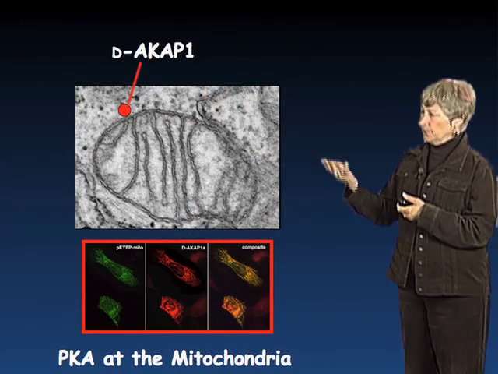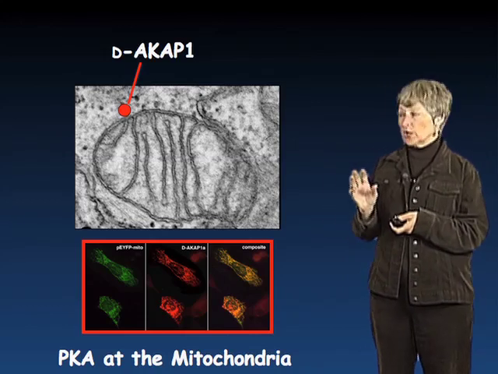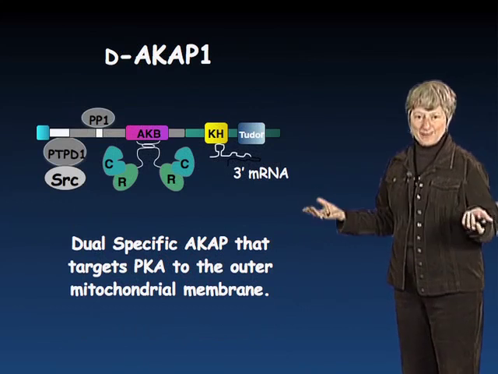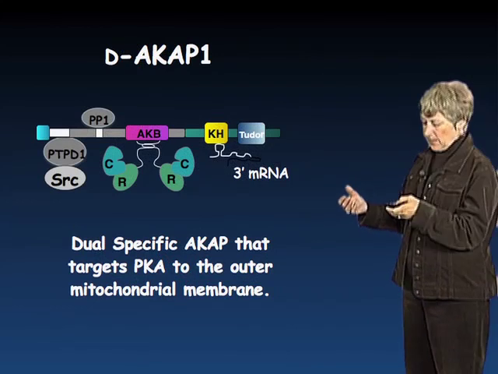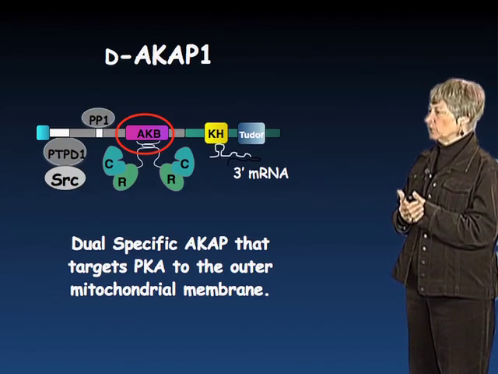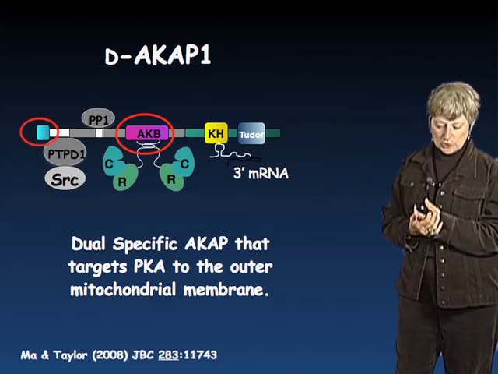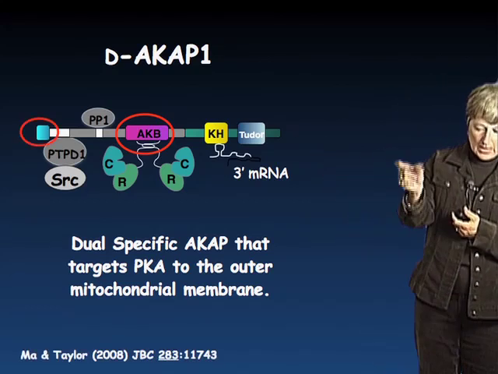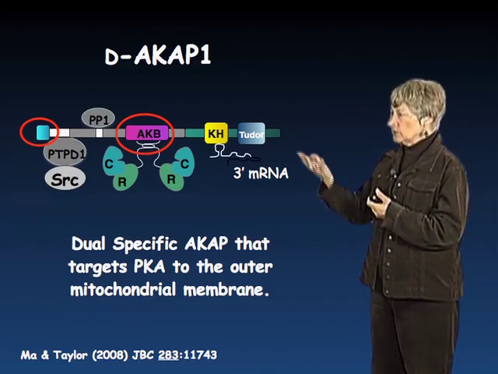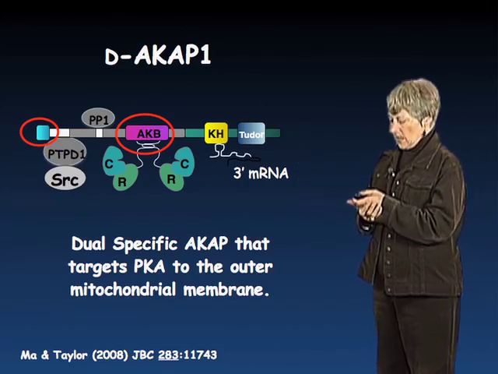So one example, DAKAP1, targets PKA to the outer mitochondrial membrane. If we look at DAKAP1, these AKAPs have many binding modules, and DAKAP1 has a little PKA binding motif there that I'll explain further. It also has a targeting sequence at the N-terminus that takes it to the mitochondria, and if you add an extra 30 residues at the N-terminus, it goes to the ER. So DAKAP1 is an example of one of these AKAPs.